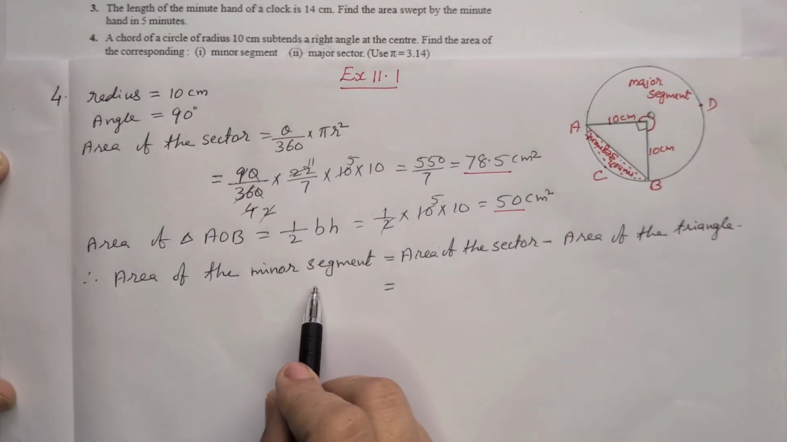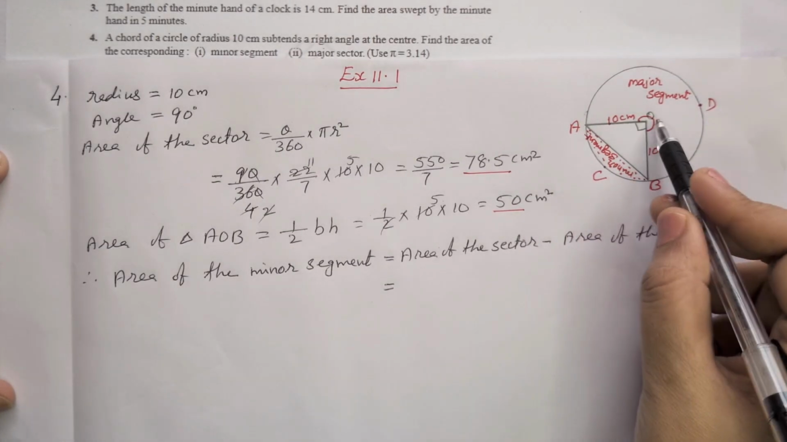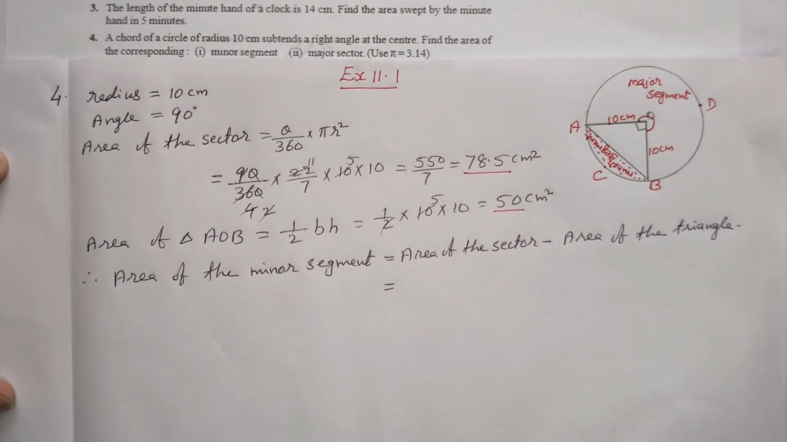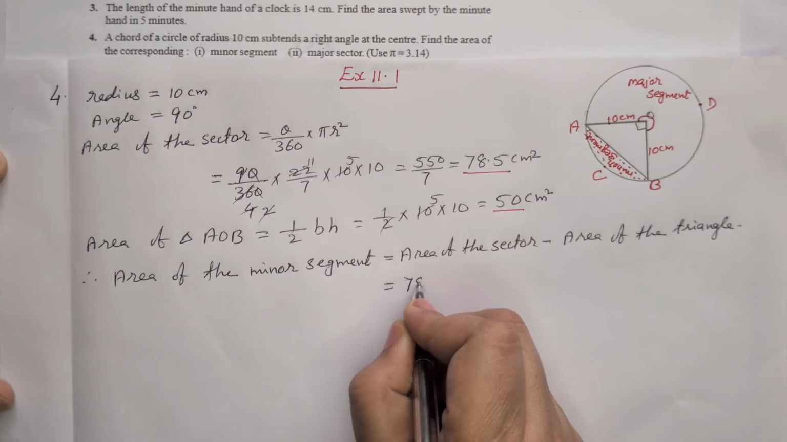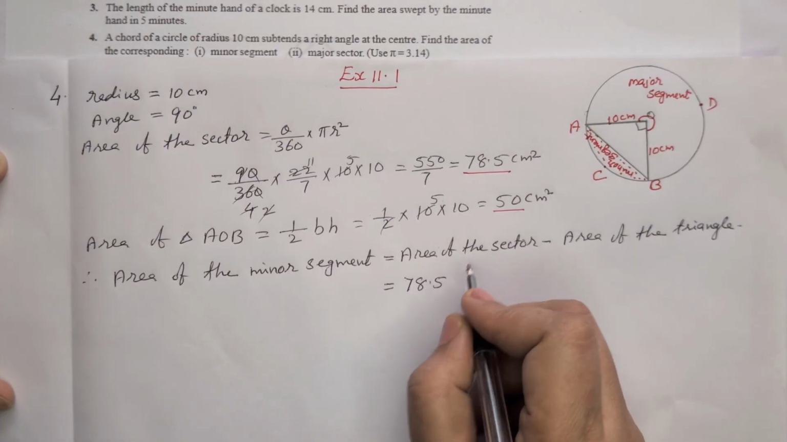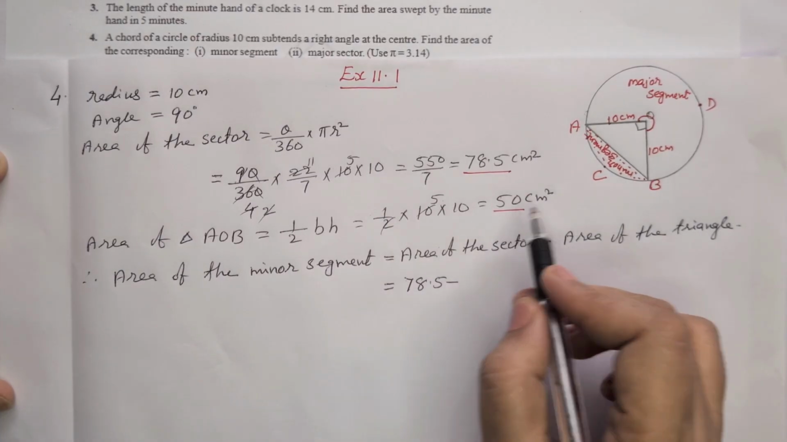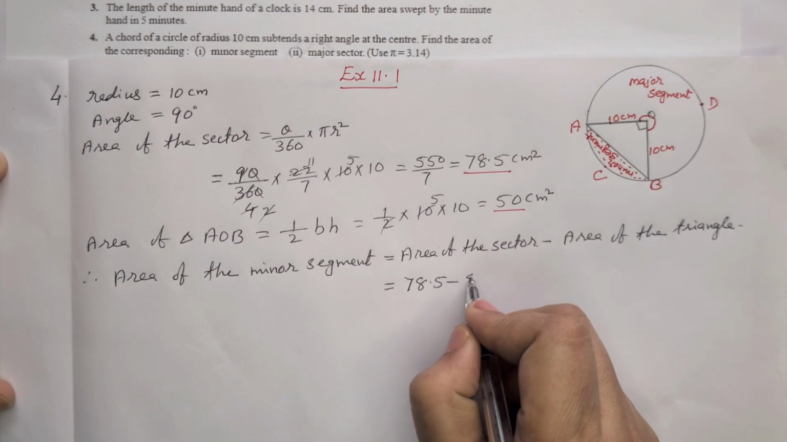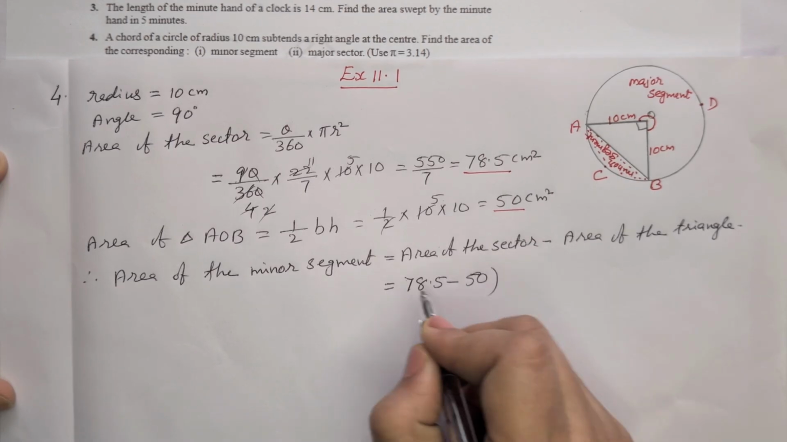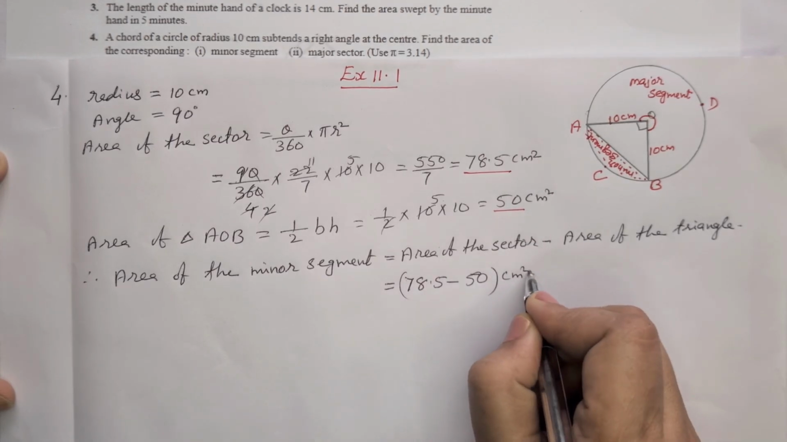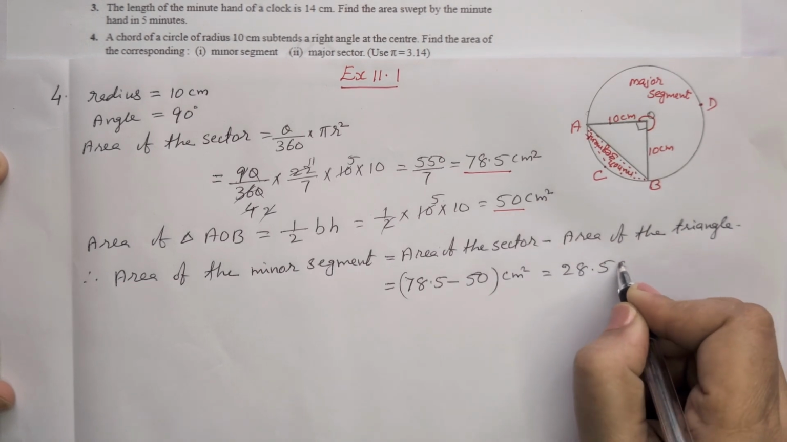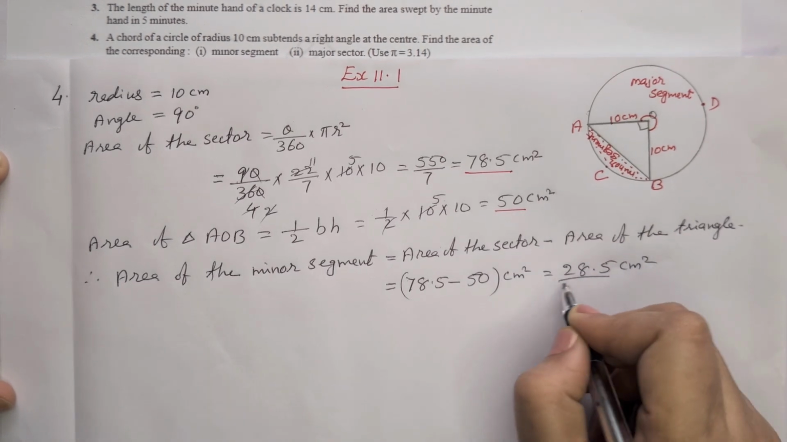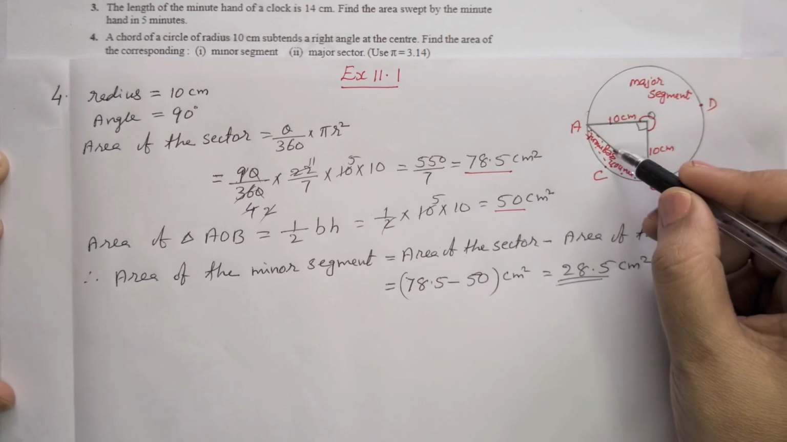Area of the minor segment is equal to area of the sector minus area of the triangle. Area of the sector we got as 78.5 centimeter square. That minus area of the triangle, which is 50 centimeter square, is equal to 28.5 centimeter square. So that's the area of the minor segment.